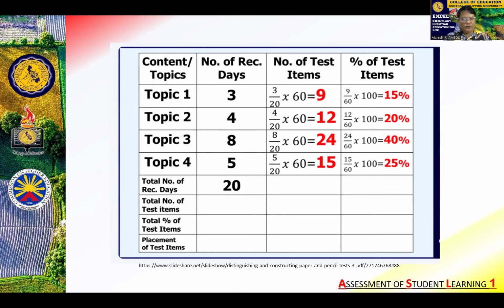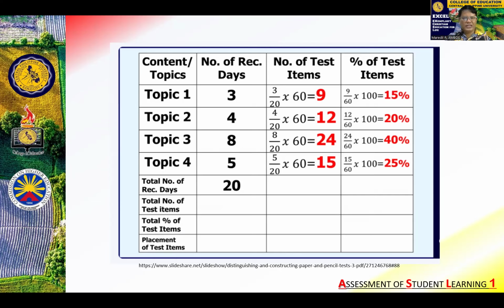For the formula in getting the number of test items, you take the number of recitation days divided by the total number of recitation days, times the total number of items. Supposing we take topic number 1. The number of recitation days for topic number 1 is 3, divided by 20, which is the total number of recitation days, times 60. You will have 9 as the number of test items for topic 1.